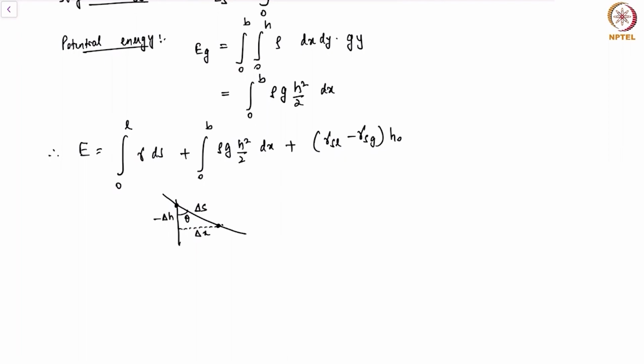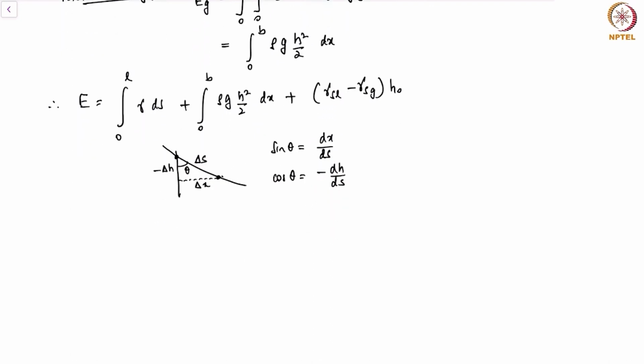differential elements. So now we have sine theta would be dx by ds, cos theta would be minus dh by ds, and therefore I have tan theta would be minus dx by dh, and therefore dh by dx is equal to minus 1 by tan theta or minus cot theta. This is something that we've already seen.